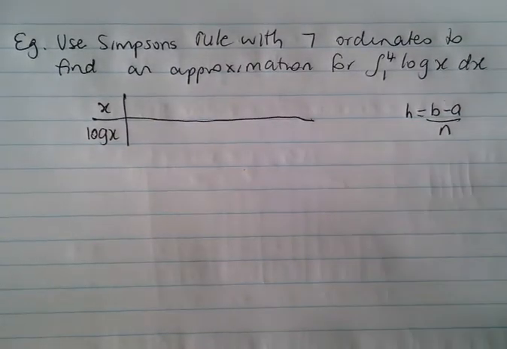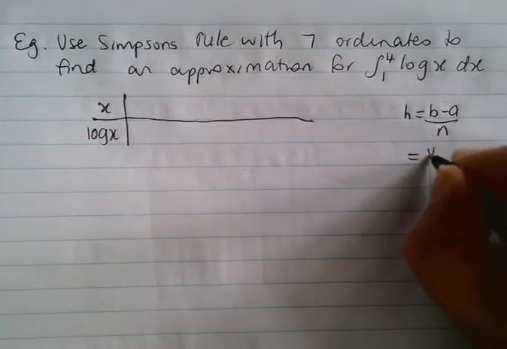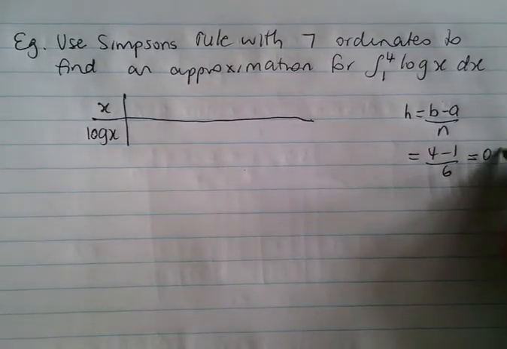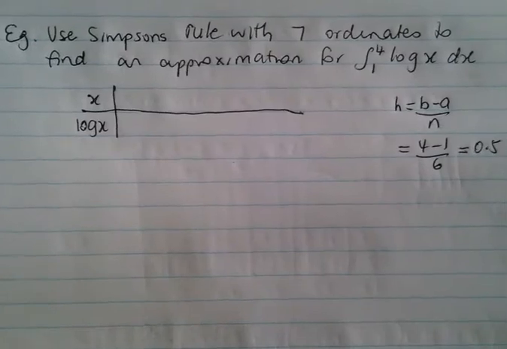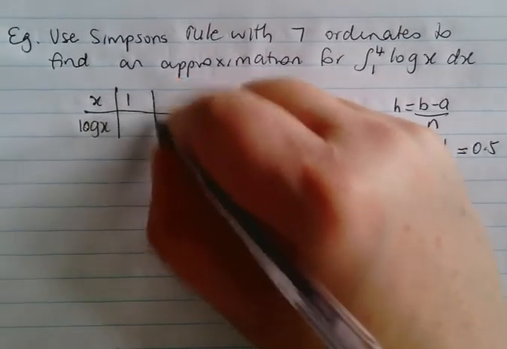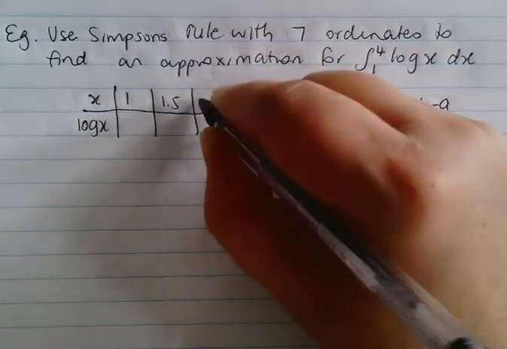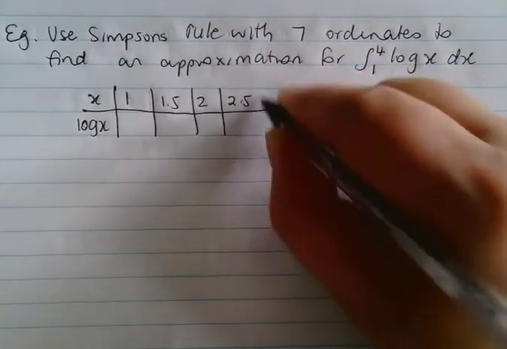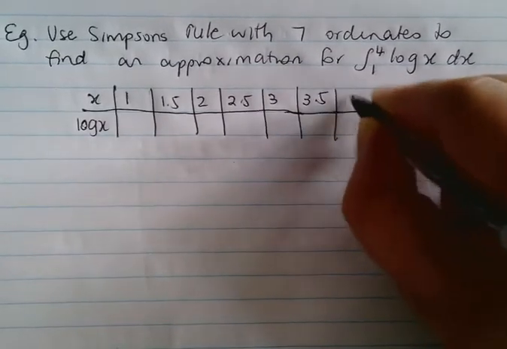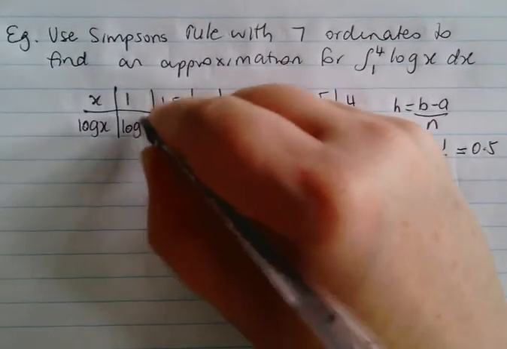If you've got 7 ordinates or 7 function values, what does n equal? How many spaces? 6. So it's 4 minus 1 on 6. So it's 3/6, which is a half. So it goes up by halves. So you have to have your x values going up by halves. It starts at 1, then you've got 1.5, 2, 2.5, 3, 3.5, and 4.